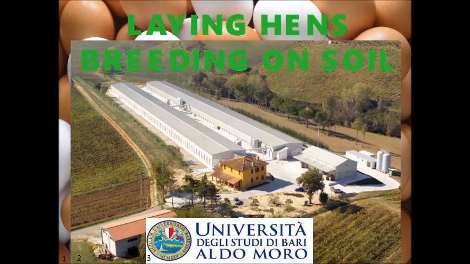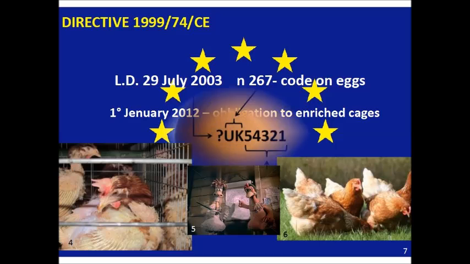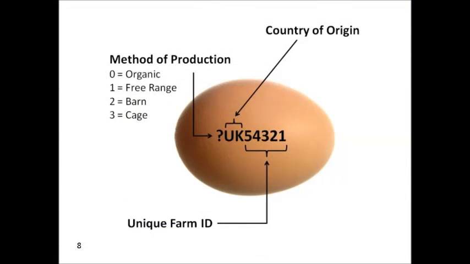Laying hens breeding on soil. This is a technique of egg production. This technique is regulated by community rules issued by the European Union that propose laying hens in rigid cages. In 2012, farming in battery cages was forbidden because of the poor living conditions of animals. The main product is the egg.